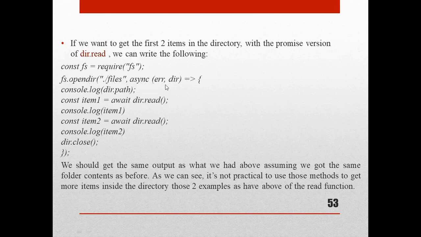Here you can see files, then a callback asynchronously opens that directory and prints the directory path. Then here you can see a constant variable item1 equals await directory.read. It will read the directory and print that item. Similarly, for item2, await directory.read and print that item, and close the directory.